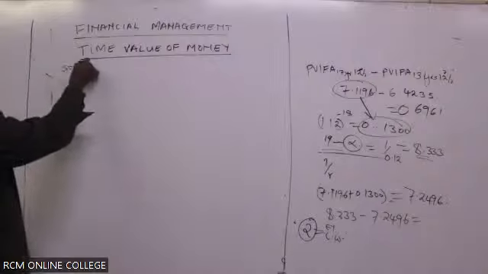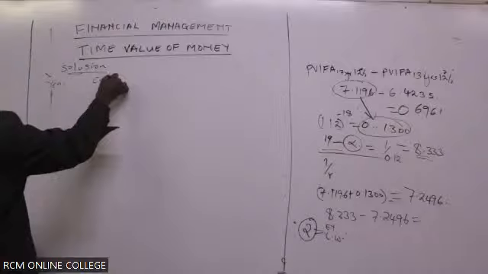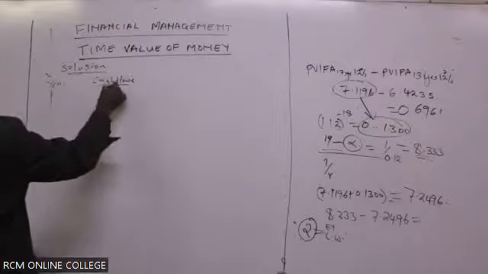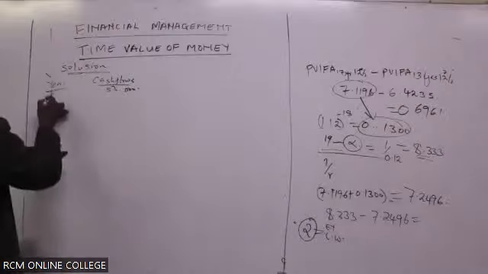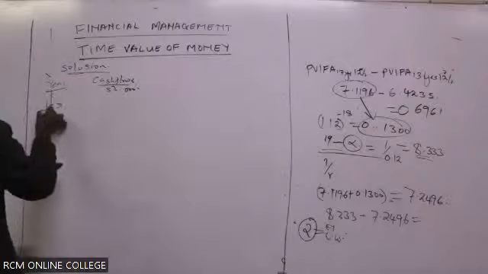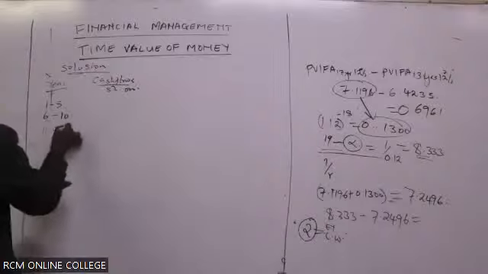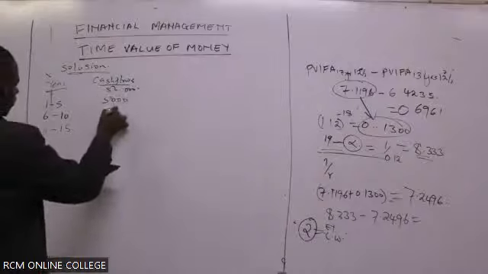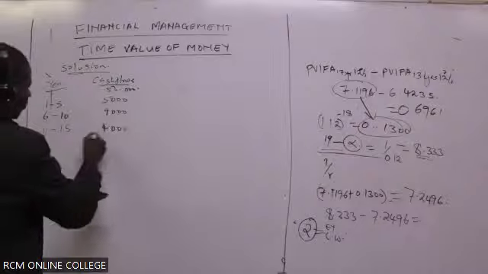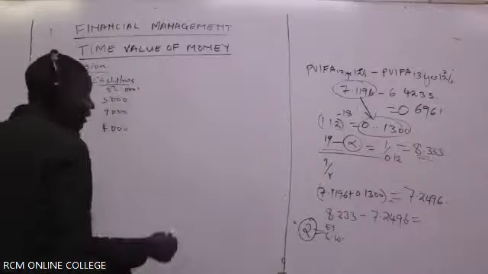Solution. Having here the cash flow, and the shillings are in thousand. So here we are having years 1 to 5, 6 to 10, 11 to 15, with cash flows of 5,000, 9,000 and 4,000. All these cash flows are regular.